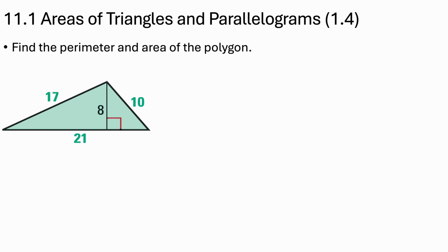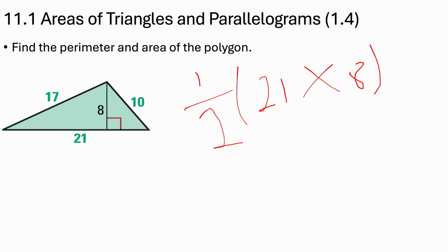Let's move forward. Find the perimeter and the area of the polygon. What kind of polygon is it? It's a triangle. It's very simple to find, because you have been given the base and the height. So the area is half base into height. The base is 21, and 21 into 8 halved comes to 84. So this will be 84.